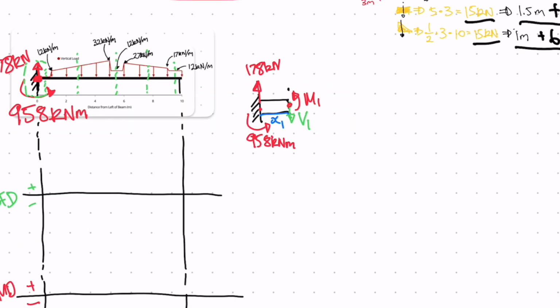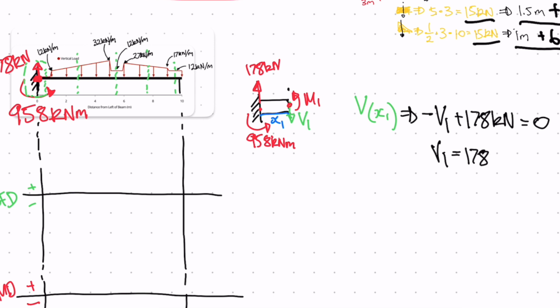Let's write our first function. So V is a function of X1. We have our negative V1 acting down, so we go negative V1, and we have a positive 178 kilonewtons. We don't have any other forces, so that will be equal to 0. So our V1 is equal to 178 kilonewtons.